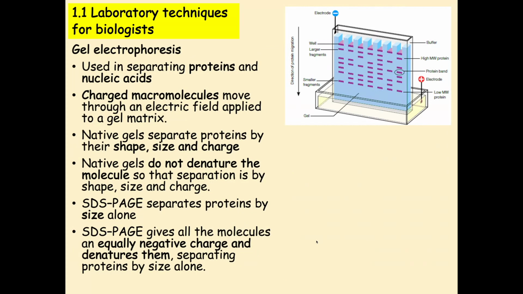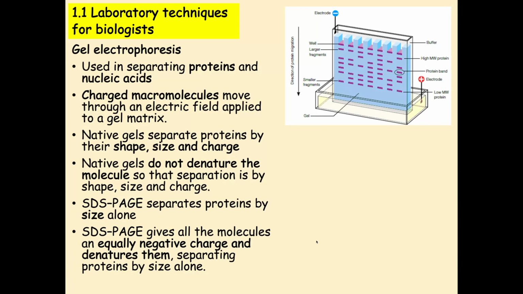Gel electrophoresis. So this is a process which is used to separate both proteins and nucleic acids, okay? They can use it for DNA or for proteins. And what they do is they put a charge through a matrix gel, and that electric field that is created will mean that those molecules will move through the electric field, and they will be separated by their size, their shape, their charge, depending on which type of gel electrophoresis you do.